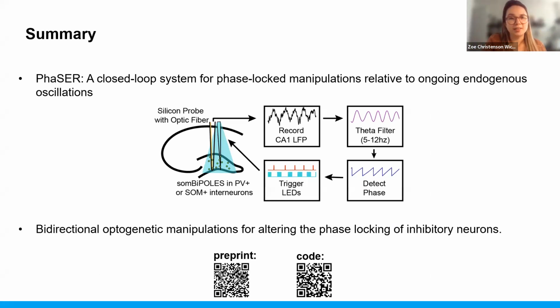I've also shown that these bidirectional manipulations are really helpful in altering the phase locking of inhibitory neurons, especially those that have a higher metabolic ability to fire at faster basal frequencies.